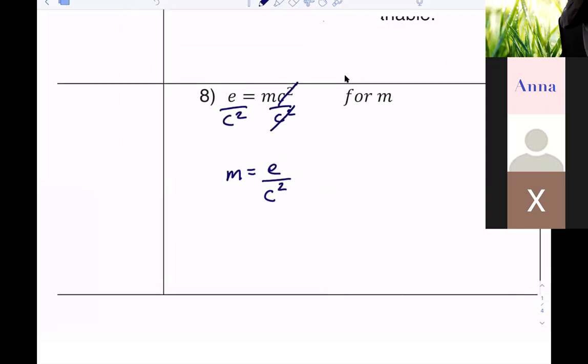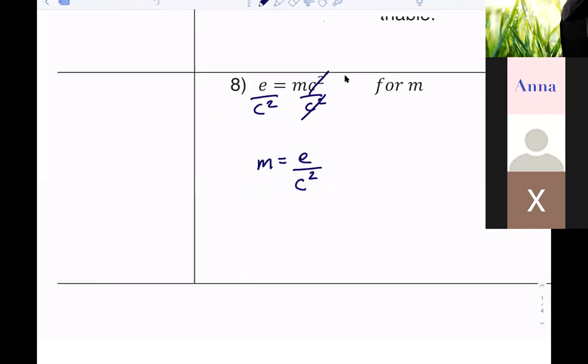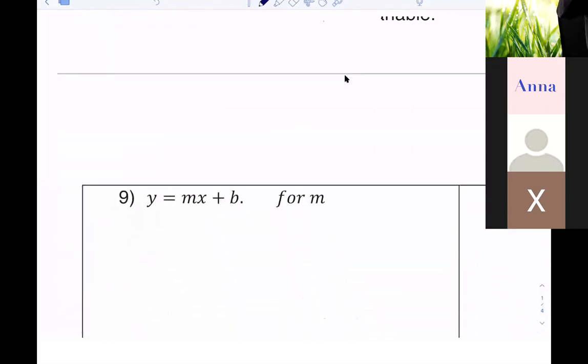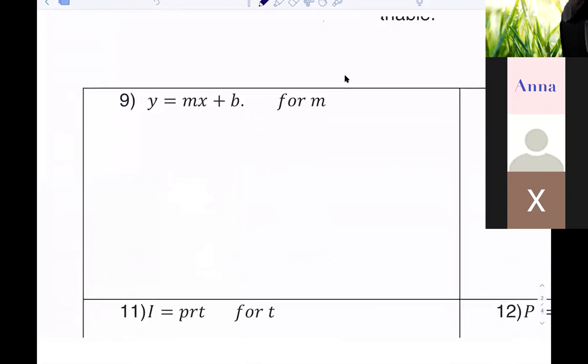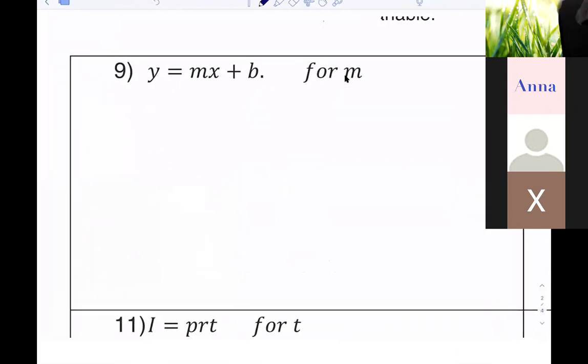All right. Now, number 9, Xavier, you got 5 more seconds. And here we go. Uh-oh. We got something different here, Xavier. Solve for M. What do you think we have to do?